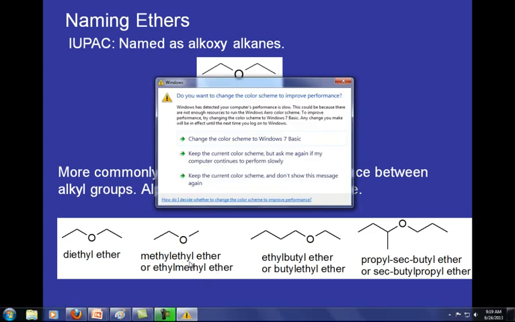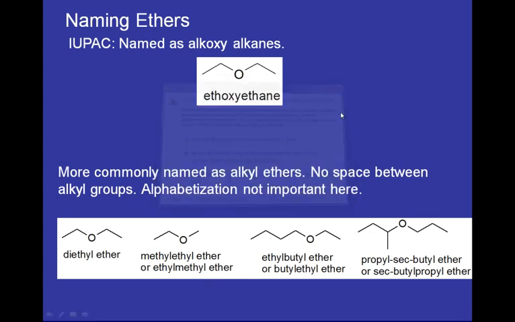We don't have to worry about the alphabetization when we're naming ethers in this old method. This one is methyl ethyl ether, and you could also name it ethyl methyl ether if you wanted. This one would be ethyl butyl ether. There's your ethyl group and there's your butyl group, and this one would be propyl sec-butyl ether.